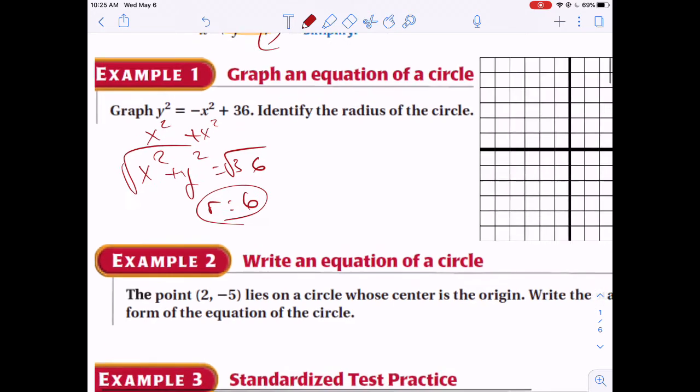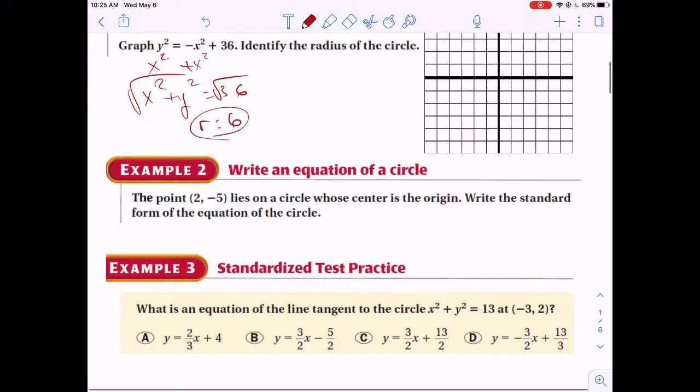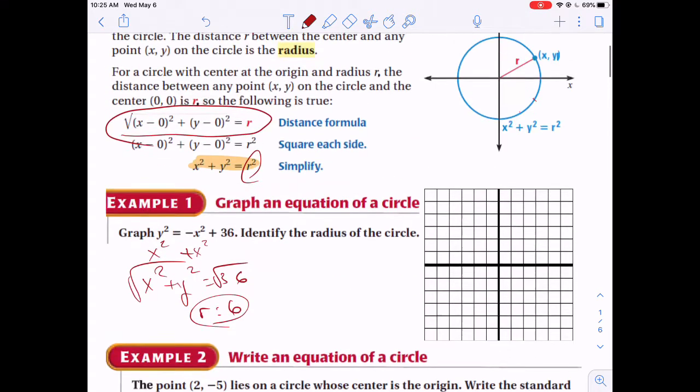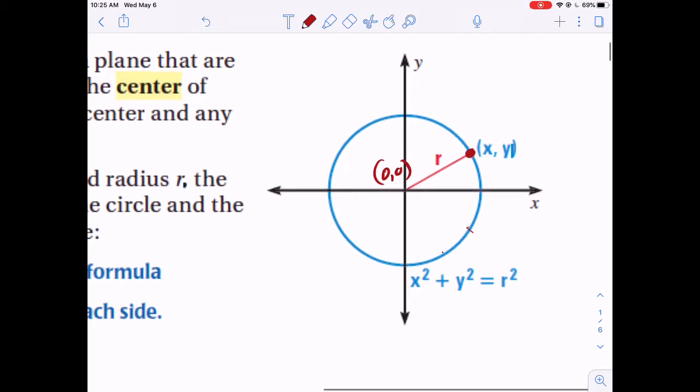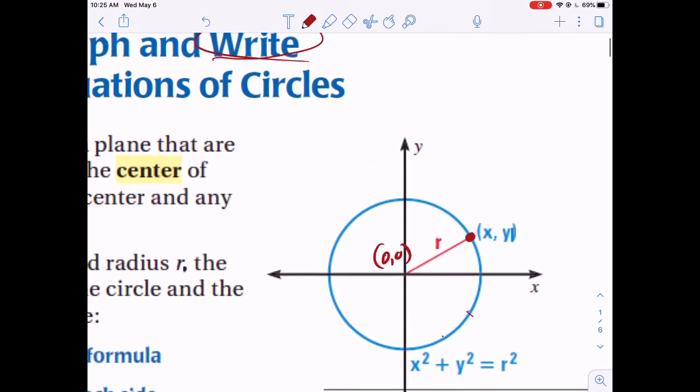Now, a little trickier. We're going to write an equation of a circle. For all of our circles, go back to the original picture up here. They're all going to have their center at the origin, and the origin is great because that's 0, 0. And then whatever point we have out here, all those points will be an equal distance from the origin. So we have the one point of 0, 0, and then that point that's out on the circle.